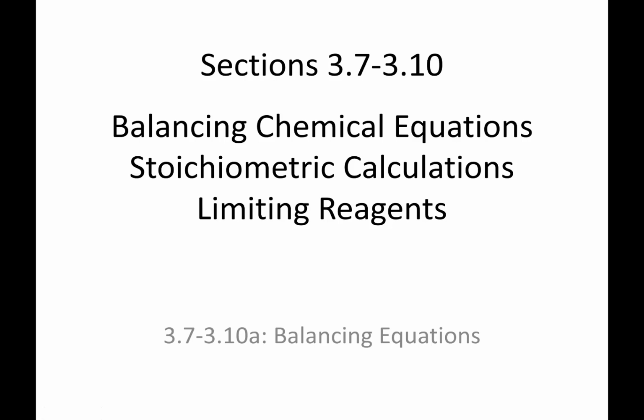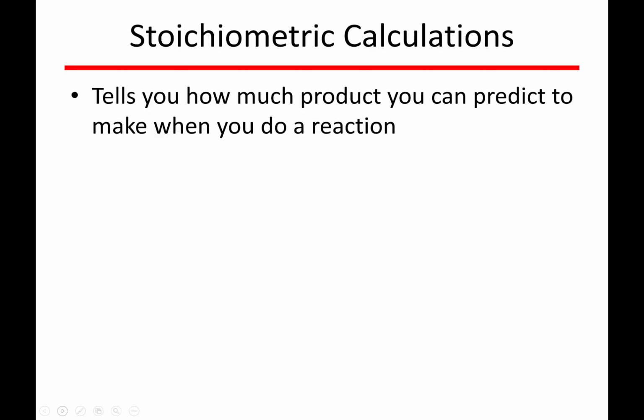Now we'll start the section that deals with stoichiometric calculations for chemical reactions, and we begin this section by talking about balancing chemical reactions. Stoichiometric calculations are super important in chemistry because they allow us to predict how much product might be made when you do a chemical reaction.